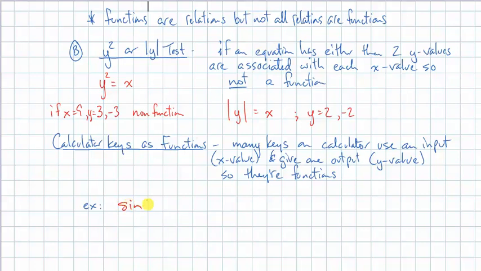So sine of 30 equals a certain number. Depending on the mode that you're in, that may be 0.5 or something else. Another example I did was the root of 9 is the number 3, and so on. These are all functions.